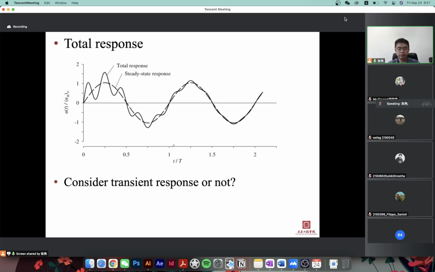But here is a question: at what time, and in what situation, must you consider the transient response? Can anyone give me an answer or give me a case? At what condition must you consider a transient response?